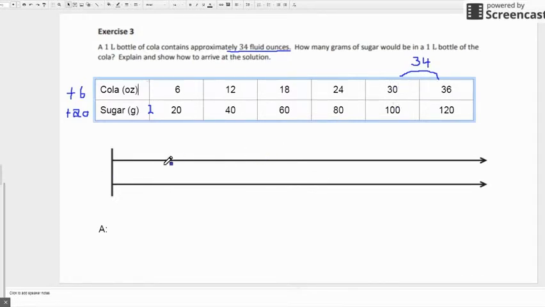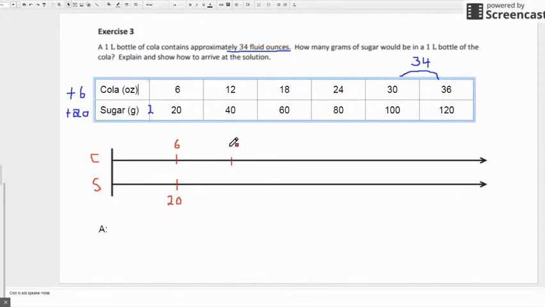So this is where a double number line really comes in handy. We don't have it exactly on the table. So if we follow the table's pattern, we can use a double number line to help us with the answer. If we keep the top as cola and the bottom as sugar, and go through the table, if cola has 6 ounces, it's labeled similar to the table, this would be 20 grams of sugar.